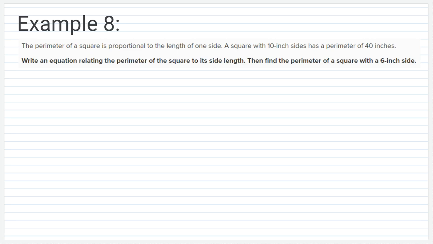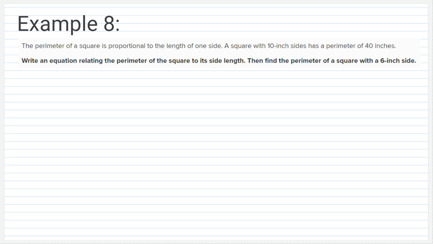So for this first one, it says the perimeter of a square is proportional to the length of one side. A square with 10-inch sides has a perimeter of 40 inches. Write an equation relating the perimeter of the square to its side length, then find the perimeter of a square with a 6-inch side. So when my students first see this question, they get kind of confused because now we're throwing in some geometry.